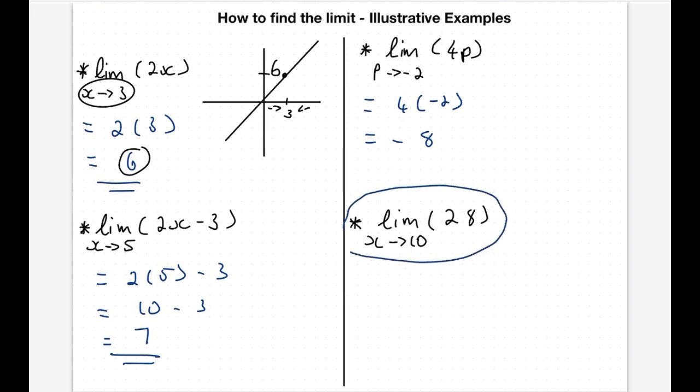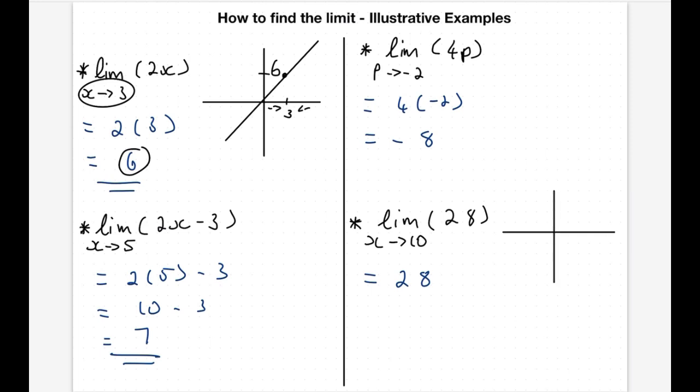Now here we have the following: what is the limit of 28 as x approaches 10? Well, 28 is not dependent on x. And so no matter what x is, 28 is just 28. In fact, if I were to sketch a graph called y is equal to 28, it would be at a y value of 28, a horizontal line like that. That's the graph called y is equal to 28.